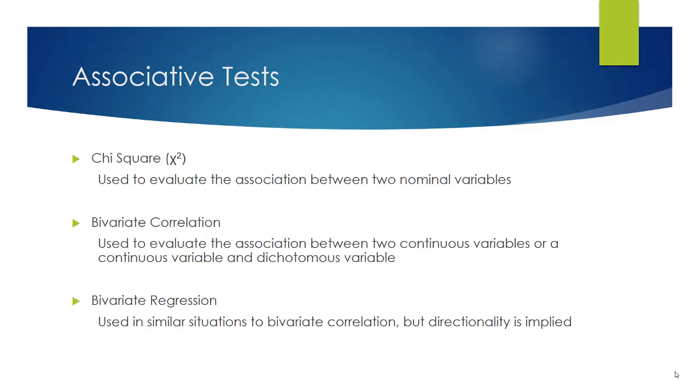A bivariate regression, in regards to simply the data that we're using, is very similar to a bivariate correlation. We're still using 2 continuous variables or a continuous variable and a dichotomous variable. The difference here is that we really are often implying directionality.